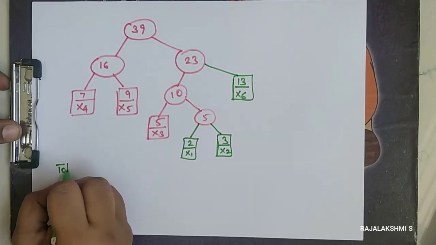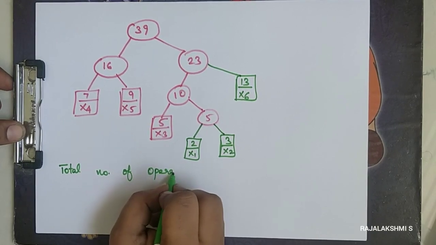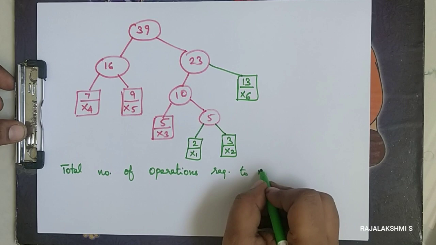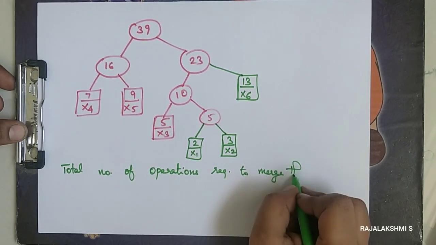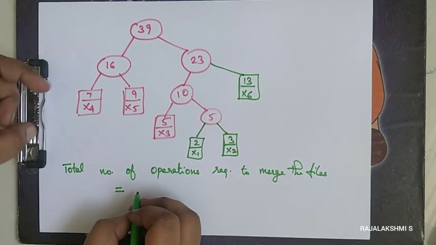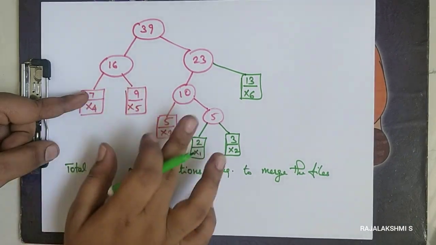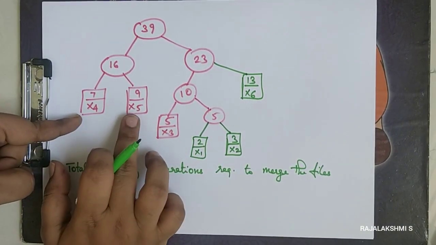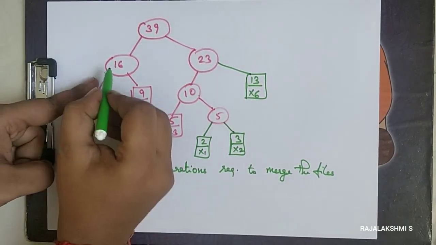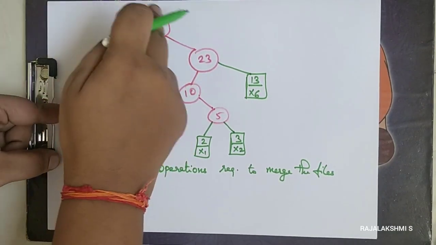Now we will find the total number of operations required to merge the files. It is equal to the sum of the roots: add only the roots of a tree. Okay, all the roots of a tree. So this is a leaf node, this is a leaf node. So don't add the leaf nodes, only add the roots. Add both the internal roots as well as the overall root of the tree.